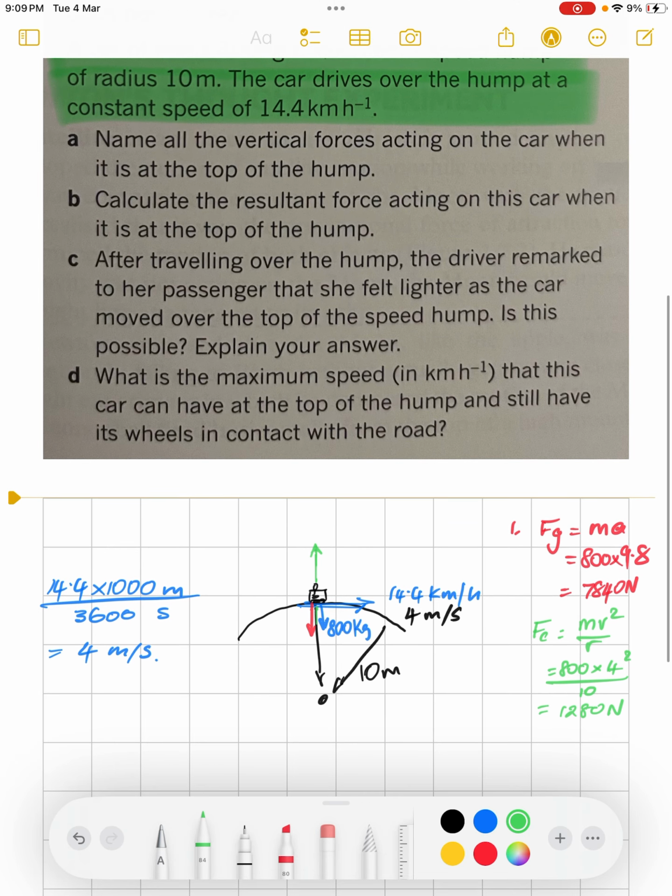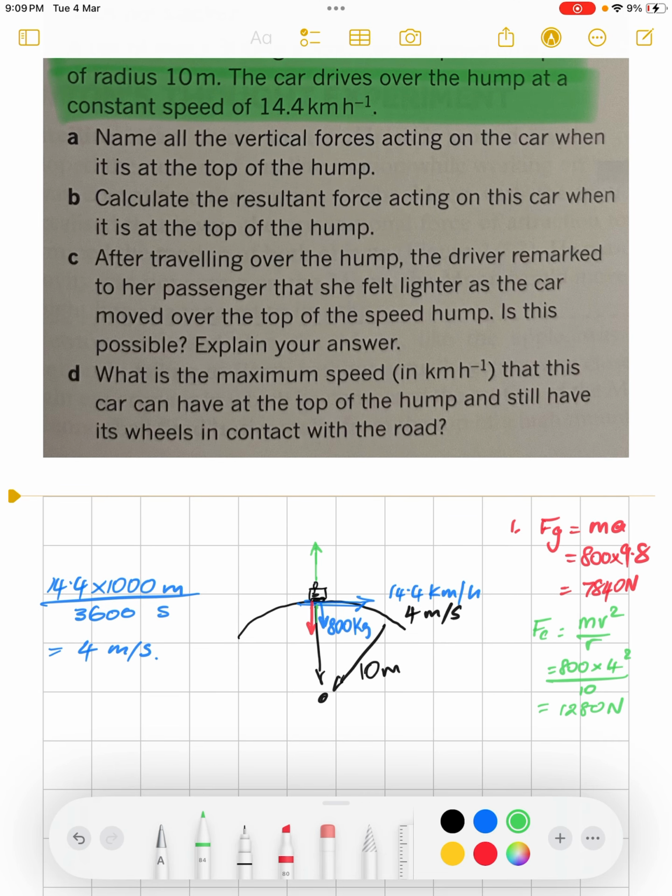Now calculate the resultant force acting on this car. So part B, the resultant force would be the difference of our gravitational force, 7,840 newtons down, take away 1,280 newtons vertically from the centrifugal force acting away from the center, and we've got 6,560 newtons acting downwards.